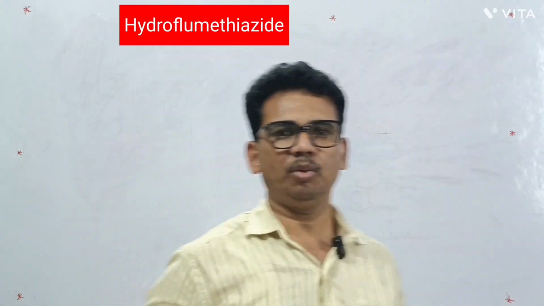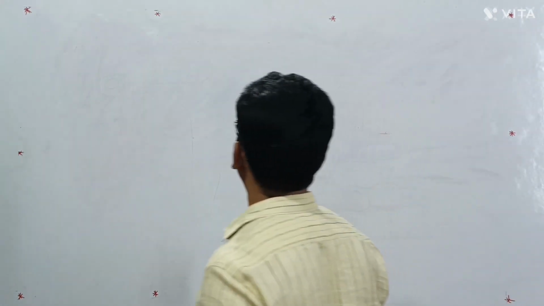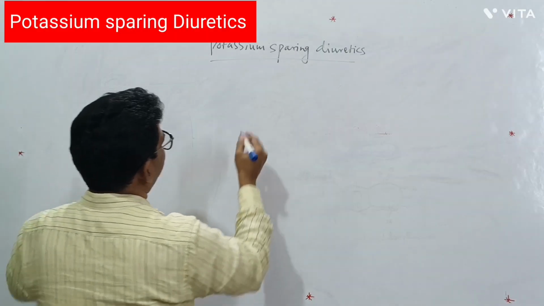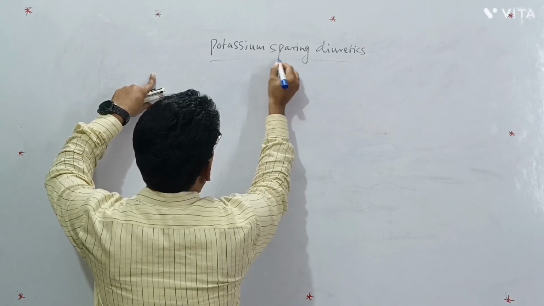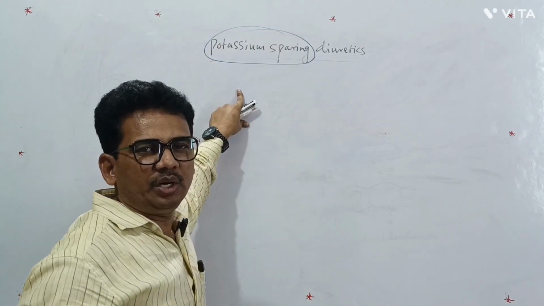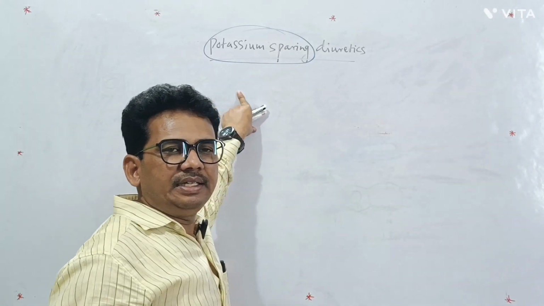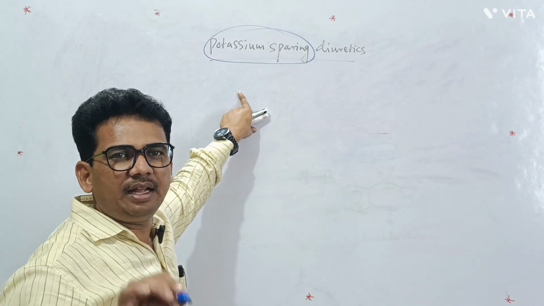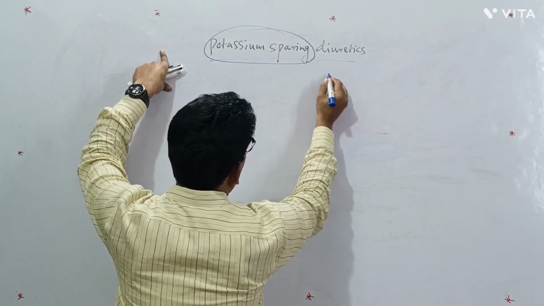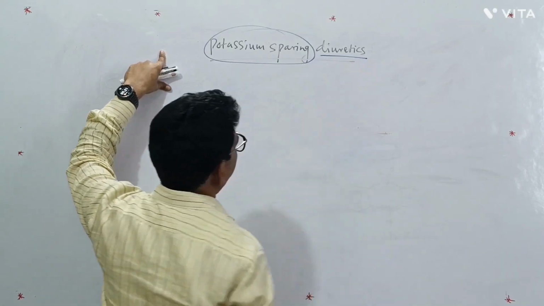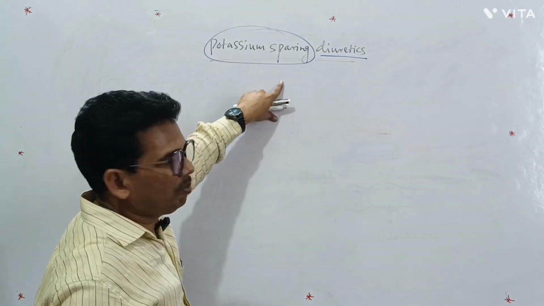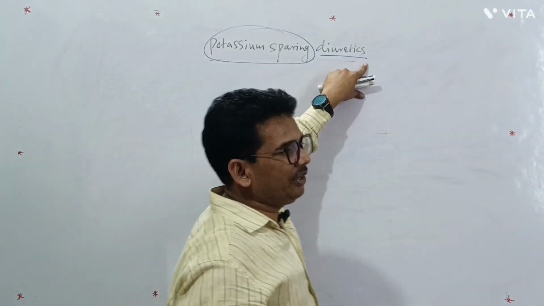Next we will go for the potassium sparing diuretics. The name itself indicates it's sparing the potassium. What is meant by this? Sparing the potassium means it is not going to excrete the potassium. Without excreting the potassium, what will it do? It acts as a diuretic. Understood? Without excreting the potassium, it acts as a diuretic.